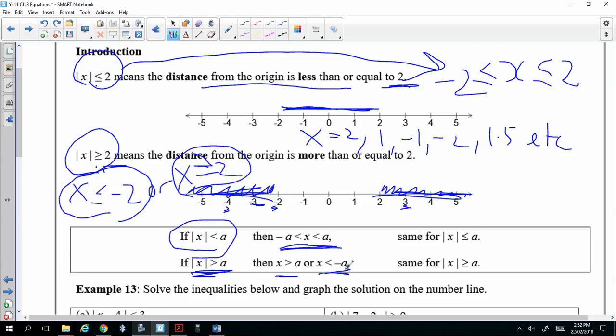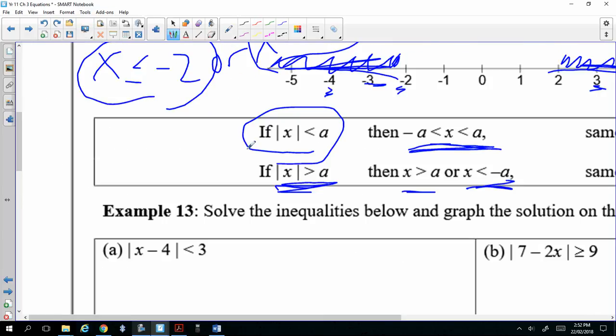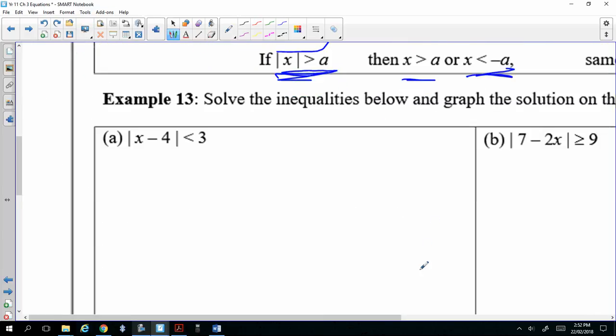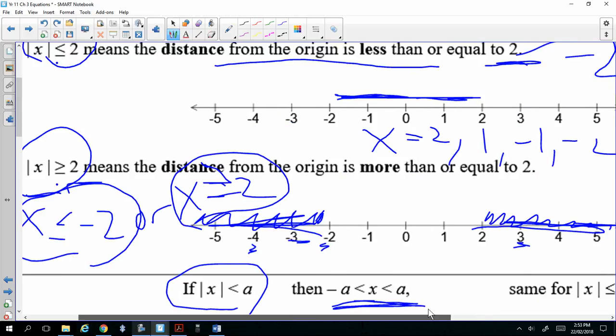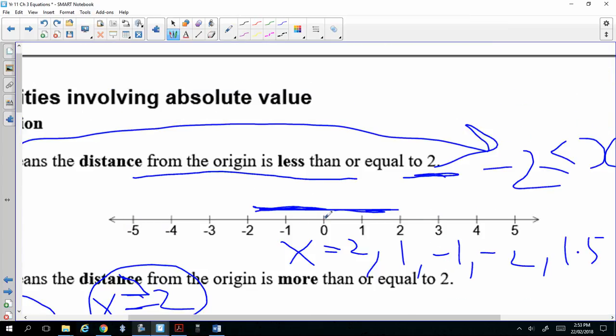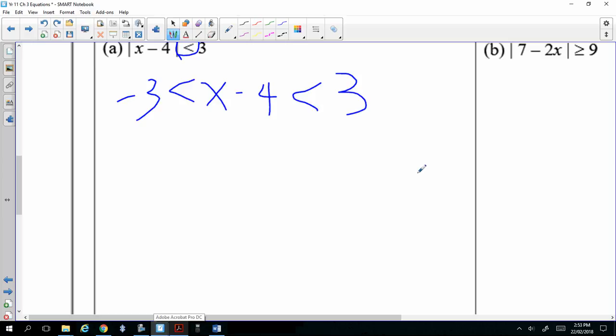So we're going to solve this inequality. Remember this formula is not on the formula sheet. When it's a less than, you write x minus 4 in the middle, in between the positive and the negative, like we did there. Between 2 and negative 2, when it's like this. And then you just have to add 4 to both sides, and you get 1 less than x less than 7.